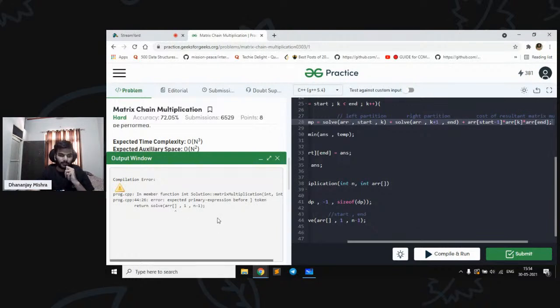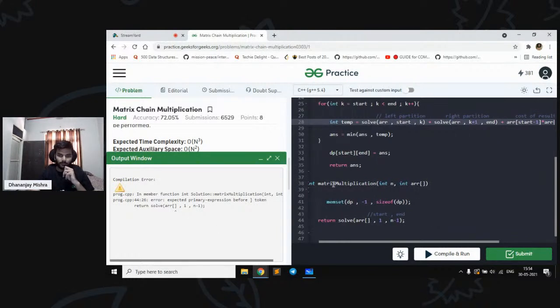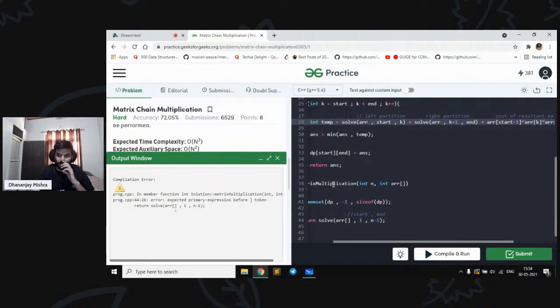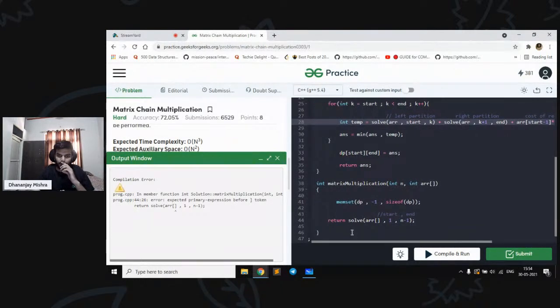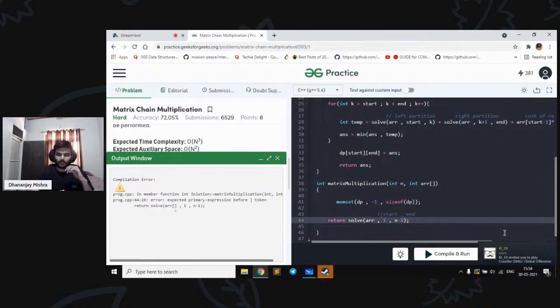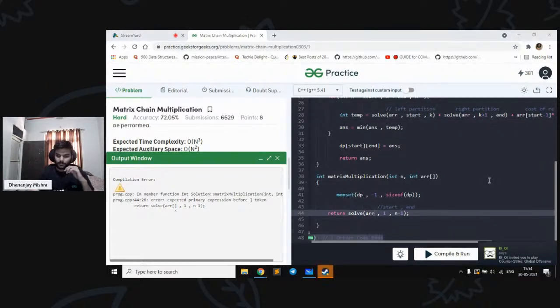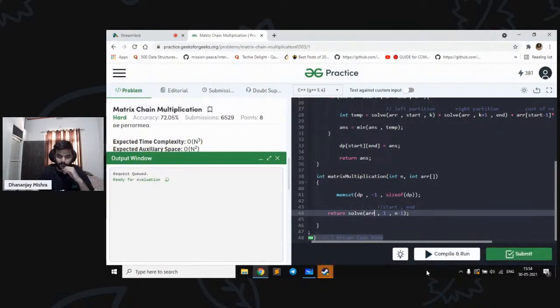Okay, one more error we made. The silly mistake we made here is that, right? So now I hope it will run perfectly. Yeah, no error up till now. Yeah, so you can see that guys, it is working correctly.